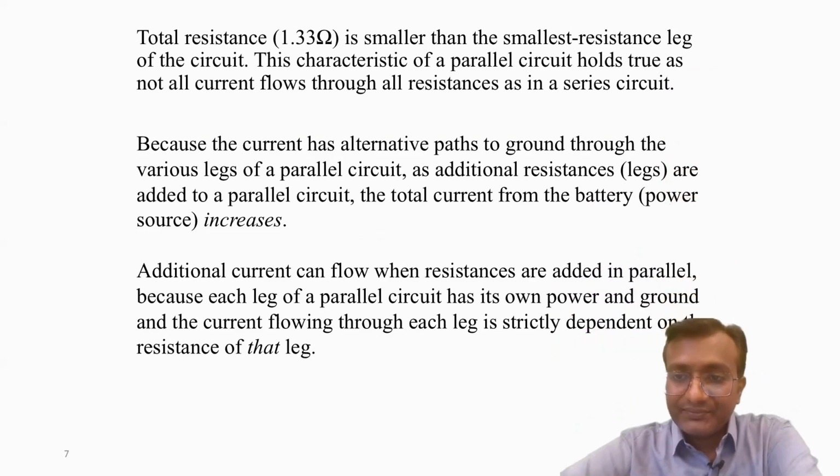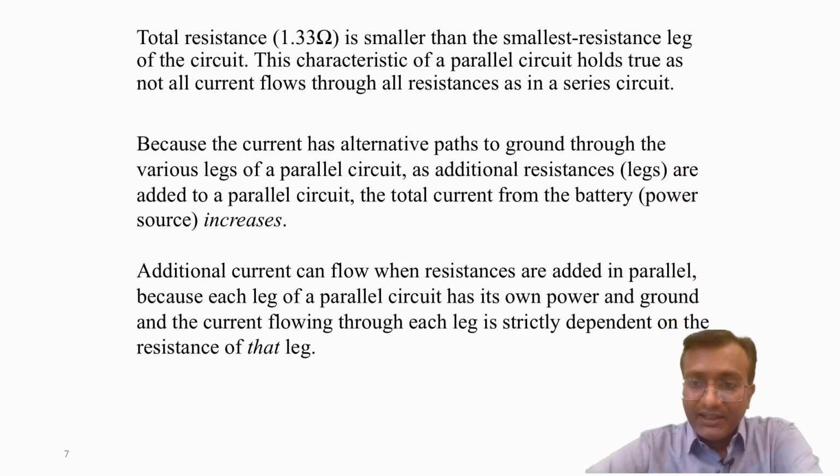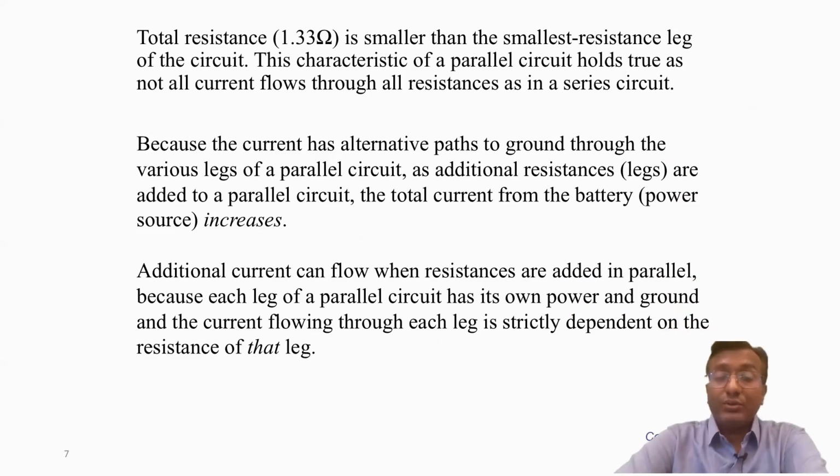Now here we can see that the total resistance, that is 1.33 ohms, is smaller than the smallest resistance, which is 3 ohms. This characteristic of a parallel circuit holds true because not all current flows through all resistances, as it does in a series circuit. The current has alternative paths to the ground through the various legs of a parallel circuit.